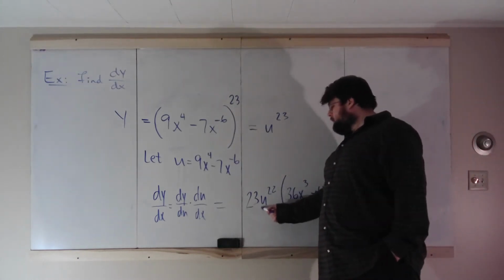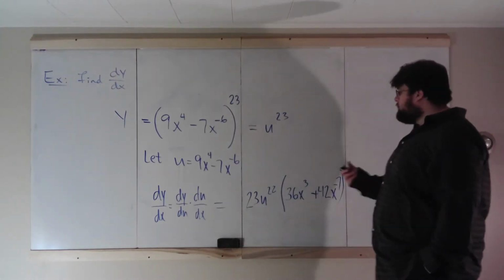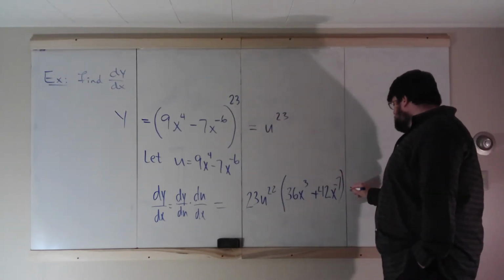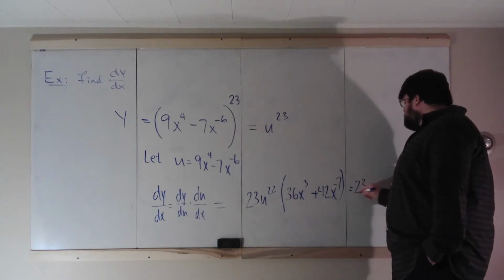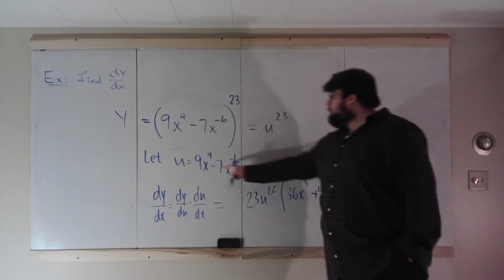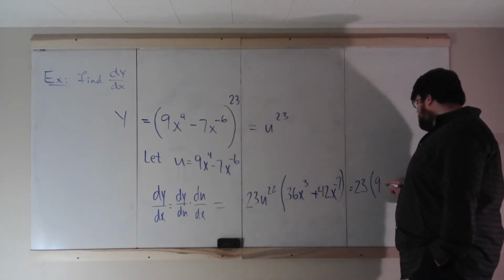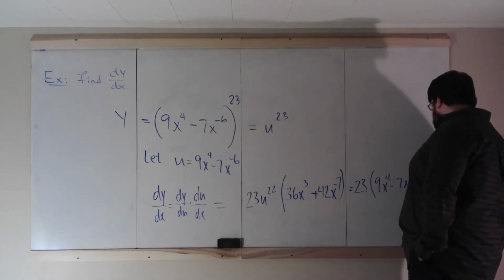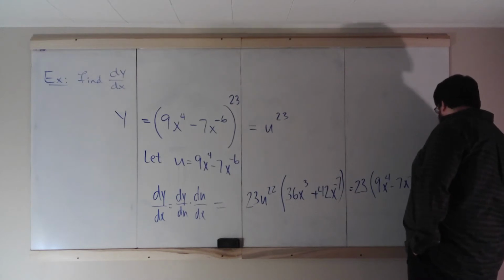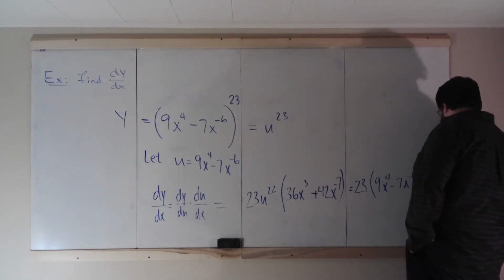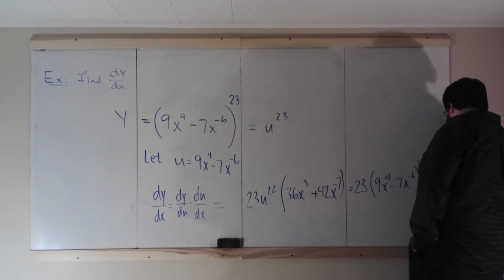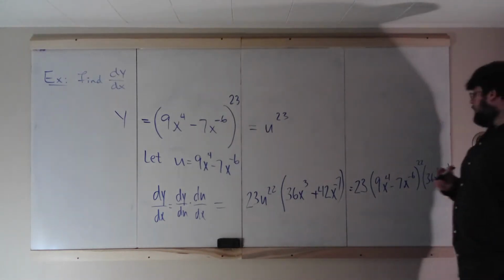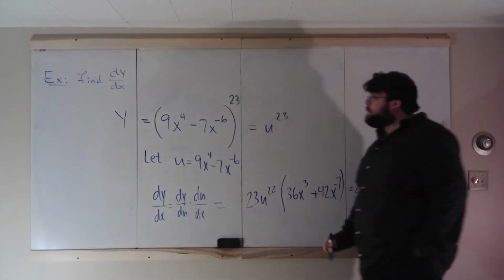Now this answer doesn't have only x's. We have to get rid of the x's, but we have a function to the 23rd. Well, I'll write the answer and then say what I was about to say. So we have 23 of these to the 22 times 36x squared plus 42x to the negative 7. Sorry, I had to squeeze that in there. I didn't realize how big I was writing. But of course that's just this.